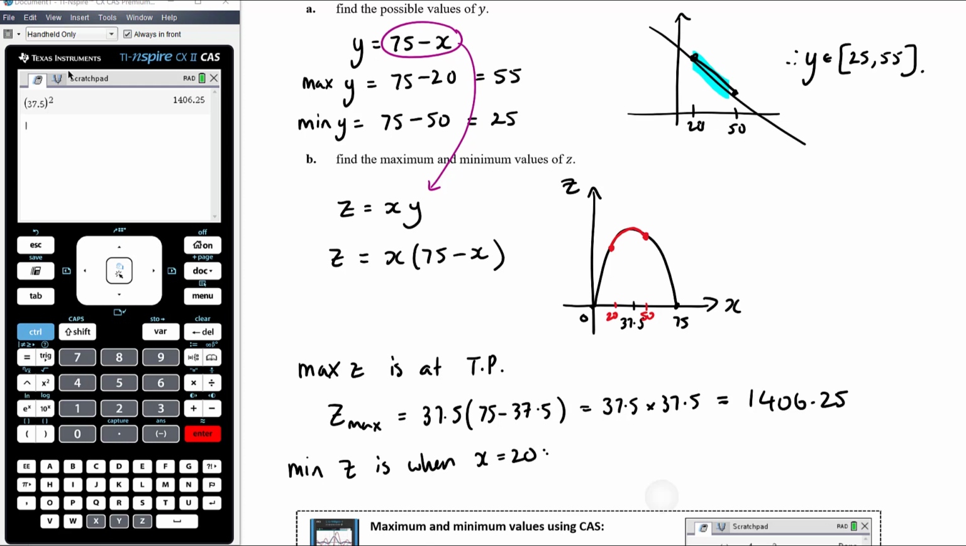Now, if you hadn't drawn a graph, you would need to think about the two endpoints. You'd need to calculate what does z equal when x is 20 and what does z equal when x is 50. But if I've thought about the graph and I know that 20 has to be lower down than 50, then I'm only going to worry about 20. So min z is when x equals 20, and subbing into our rule, that's going to be 20 times 75 minus 20. So that is 20 times 55. 2 times 55 is 110, so this will be 1,100, whatever the units are.